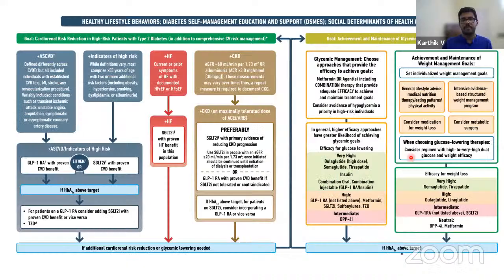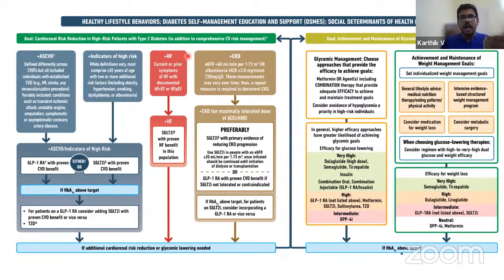So this is the current ADA algorithm for choosing the anti-hyperglycemic therapy. Previously, one major change which has occurred is that they would have included the lifestyle behavior, the diet, exercise, as well as metformin as the first-line therapy for type 2 diabetes patients. So here in this line, they had metformin also till the previous 1 or 2 editions. Now they have switched metformin into the lower strata.